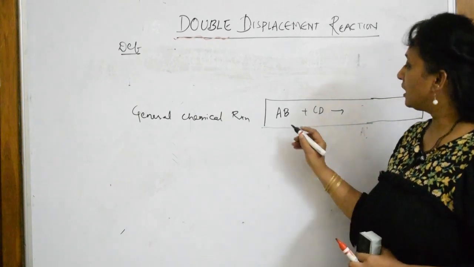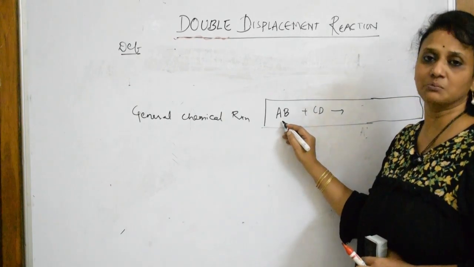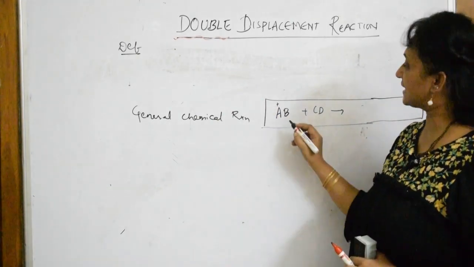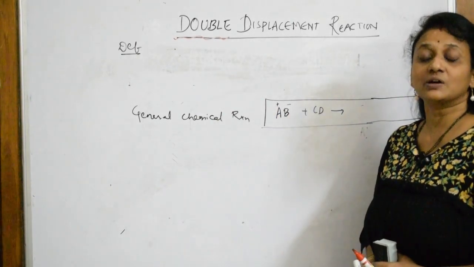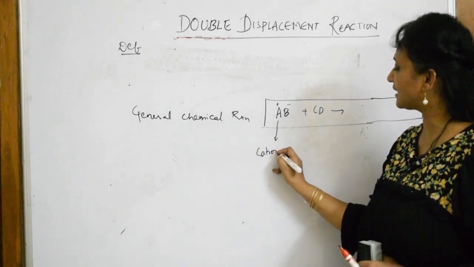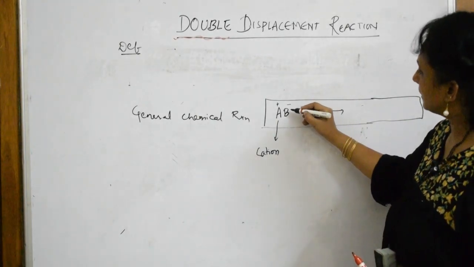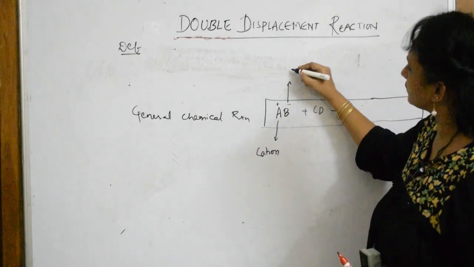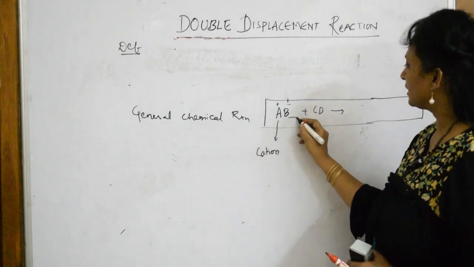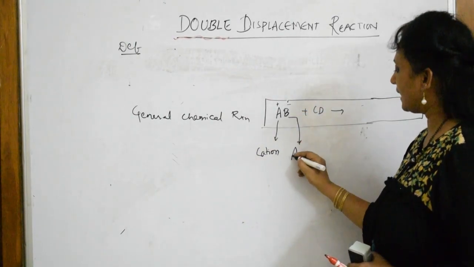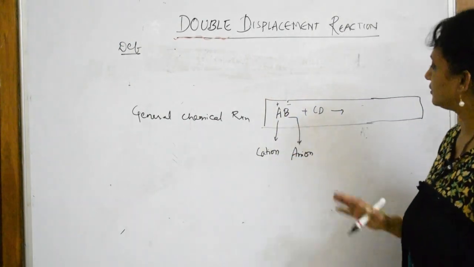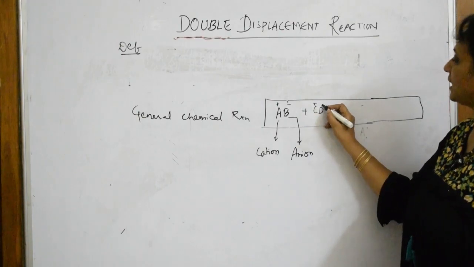Now in this particular molecule, the first one is always the cation, the second one is the anion. Cation means positively charged species. A, or the first part, is the cation, and B, the second part, is called the anion. Let me write it down so that I have space for the definition. Cation means positively charged, anion means negatively charged. Here also the same thing, cation, anion.